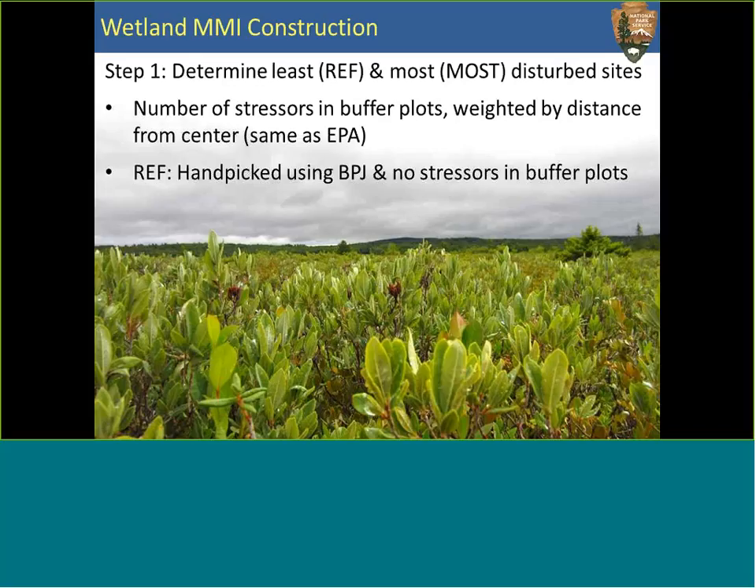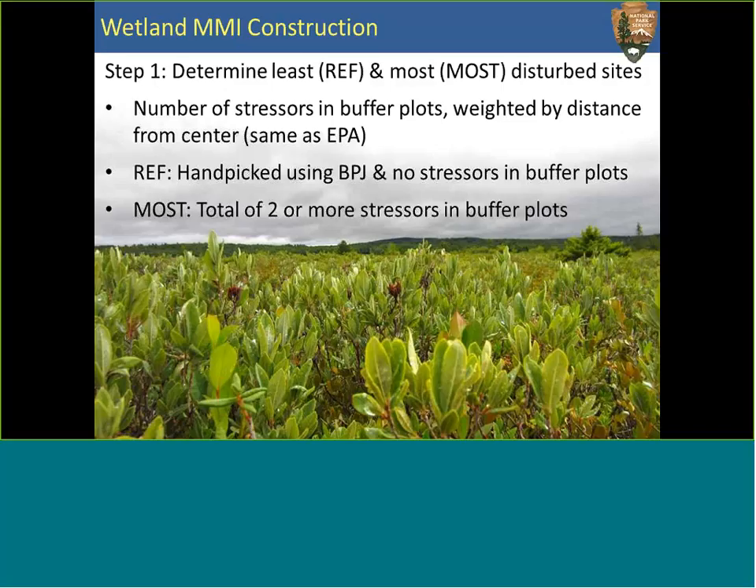And this is also where I strayed a bit from EPA's approach. So I only used for my reference sites the hand-picked sites that were based on best professional judgment to be high quality, least disturbed condition. And then of those sites, I also made sure they had no stressors recorded in the buffer plots. So if there was a hand-picked, potential reference site that had a stressor in the buffer plot, I didn't include it in the analysis as a reference site.